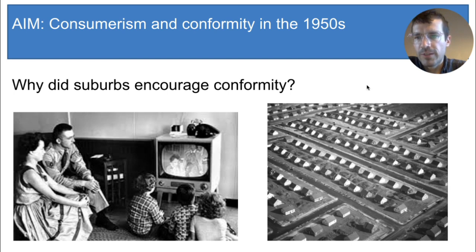The uniform design of suburbs, which you see on the right here, may have also encouraged conformity. Suburbs were mass-produced, with every house looking mostly the same as the next one. Since people bought the same mass-produced goods and lived in the same identical mass-produced houses, it might have been easier for them to follow the crowd than to stand out.